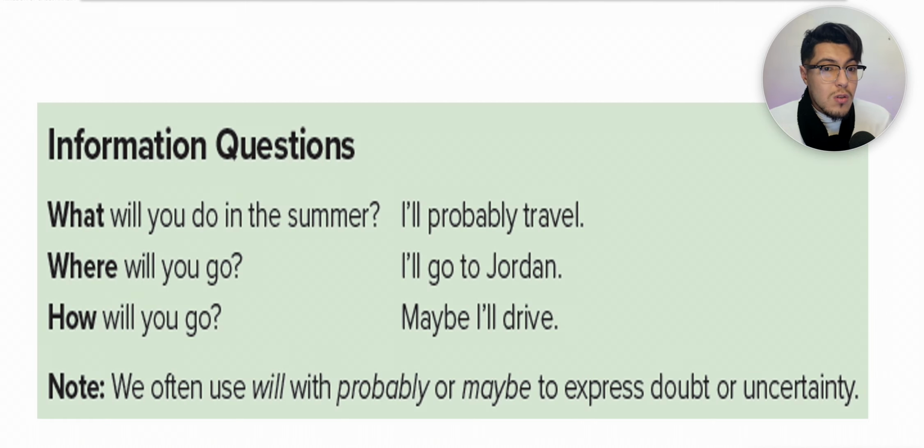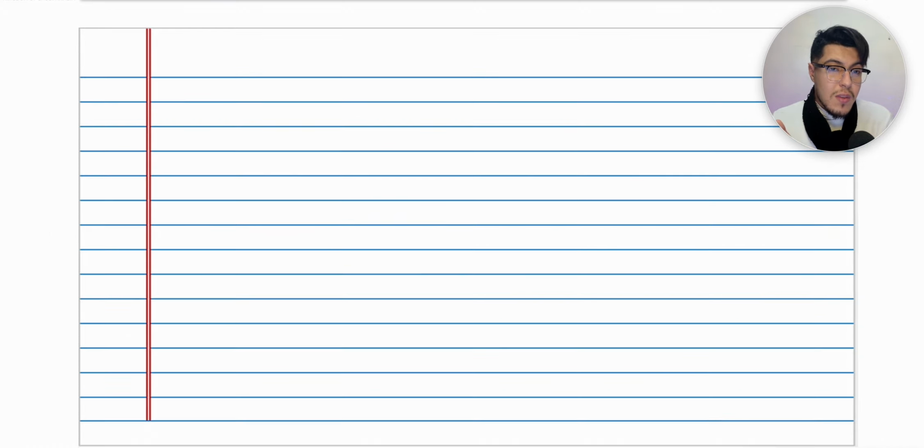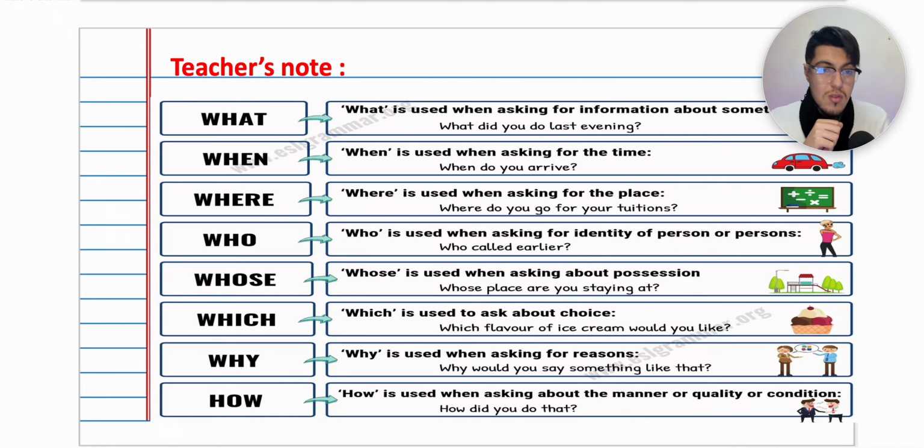However, we can also use information questions to ask about the future using will. For example, what will you do in the summer, or where will you go, or how will you go, etc. I will go to Abha, I will visit Mecca, etc. These are samples of the use of information questions with will, asking about the future. You can just pause the video and take a look at them.